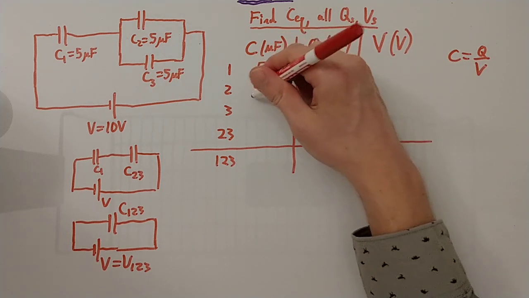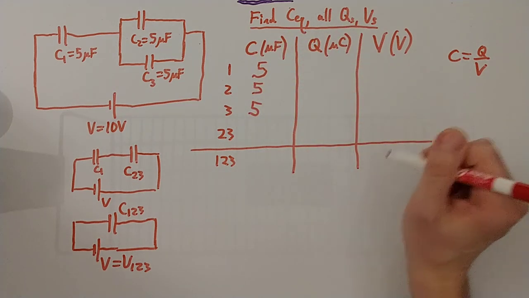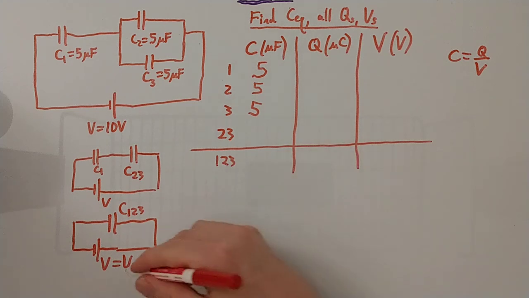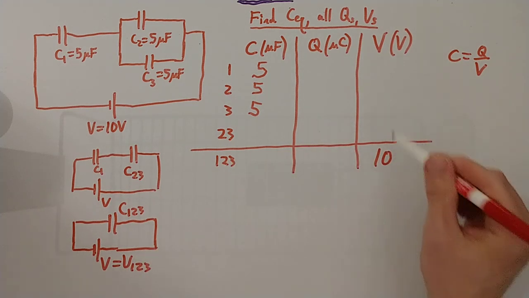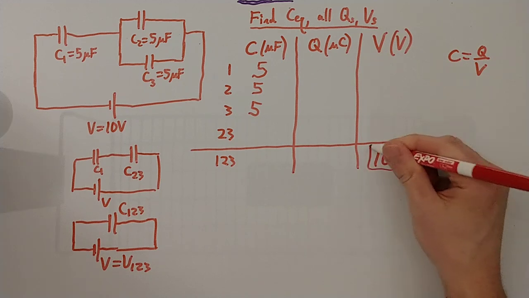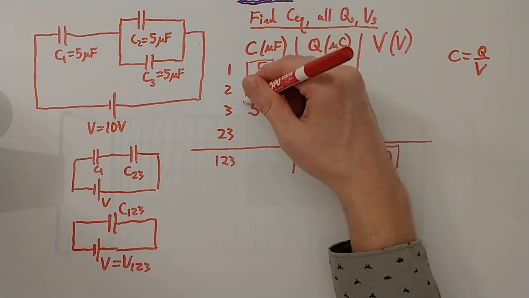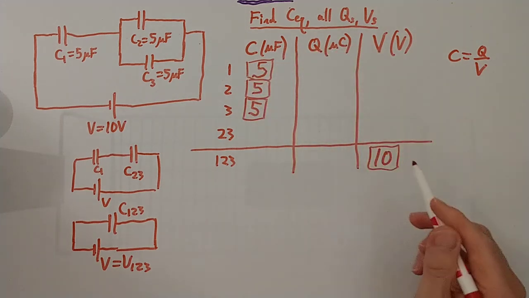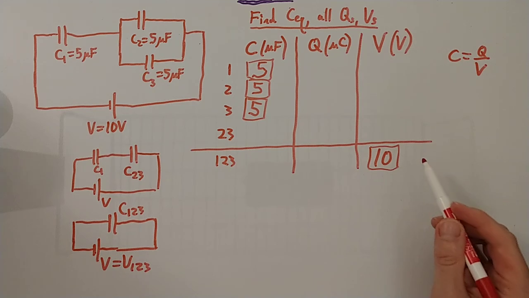So we were given that all three capacitors have 5 microfarads, and we were given that the potential across the whole thing is 10 volts, right? So these are our givens. Maybe I'll put a little box around them just to note that this is a given, this is a given, and this is a given. All right, so now we know our givens. Okay, so what do we do from here?